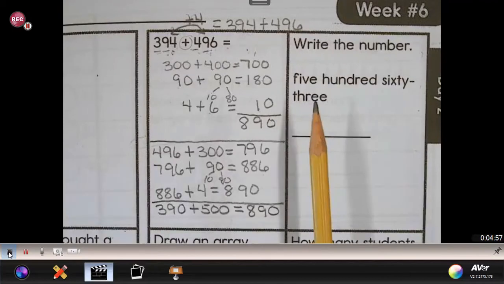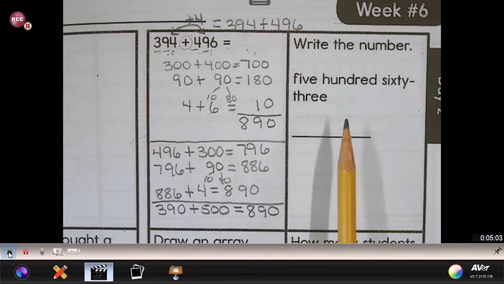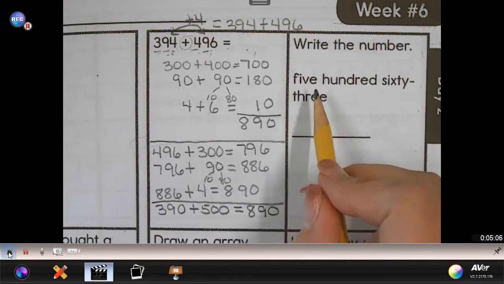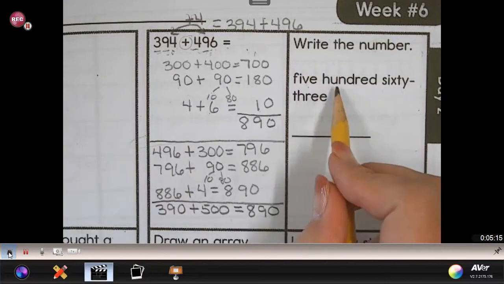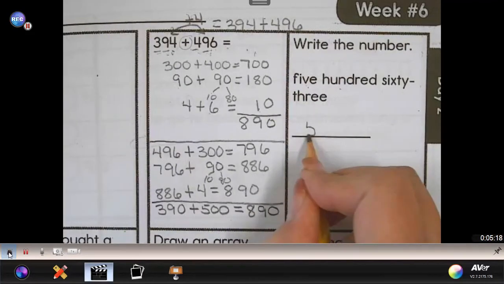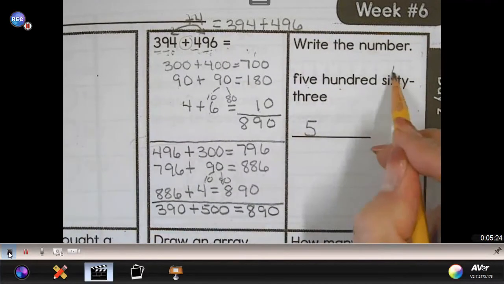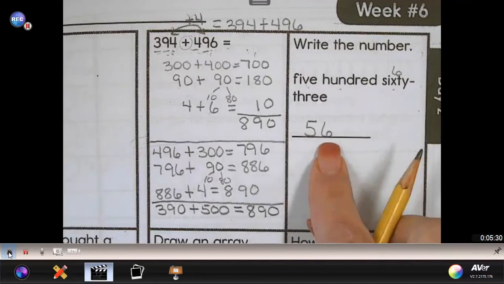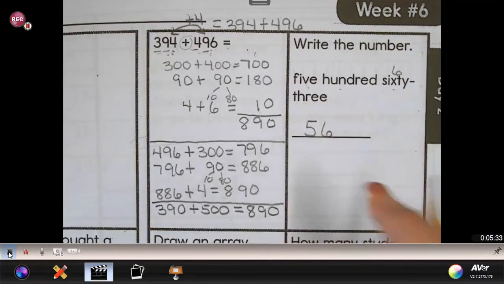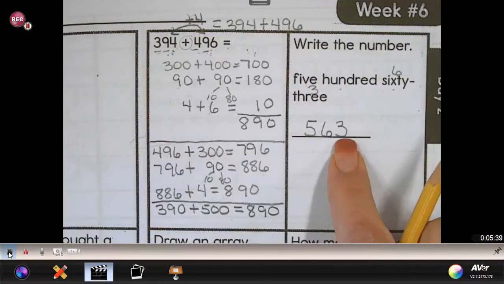The next problem asks us to write the number from word form into standard form. That means that we need to take each place value and write a digit for that place value in its correct place. So we have 500, so I take the digit 5 and write it in the hundreds place. 60 tells me that's 6 tens, and 6 tens would give me a 6 in the tens place. And here it tells me I have 3 ones, so I would put the digit 3 here in the ones place.